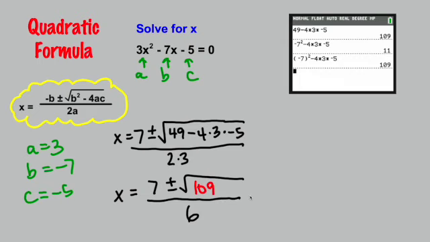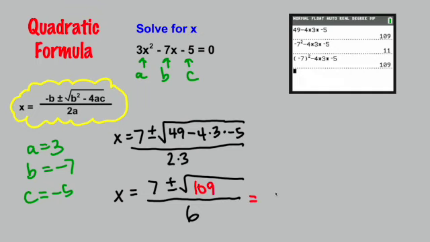Okay, so then once you have that, the final step is you're going to take 7 plus the square root of 109, and you're going to divide that by 6. And then also, you're going to take 7 minus the square root of 109, whatever the answer is, and divide by 6.